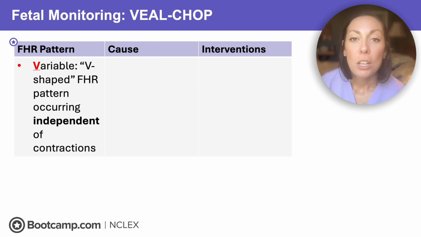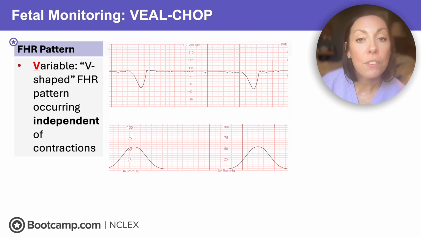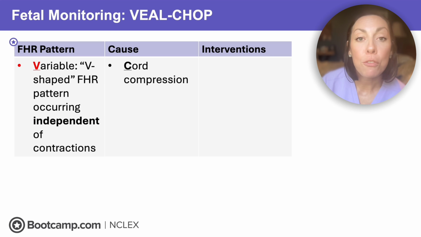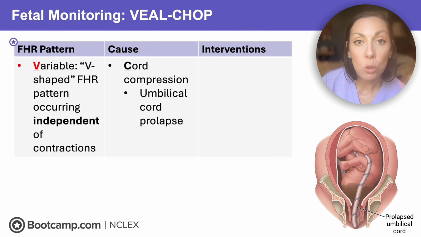But let's dive in. So for our variable decelerations, it's important to understand this is different than variability that we discussed. These are decelerations. So this is a V-shaped fetal heart rate pattern that's independent from that contraction. So that means it can happen anytime, before, during, or after a uterine contraction. And these can happen from cord compression. So things like an umbilical cord prolapse, where that cord prematurely delivers before the fetus and is trapped between the head and the maternal structures.